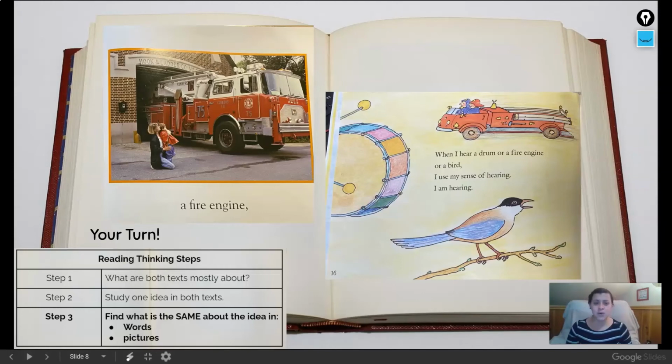So if I'm going through my state thinking steps of 2 and 1, that means the idea is about my five senses, and what's the same is the fire engine, and I've learned about my sense of hear. Is that what you guys came up with? Great.